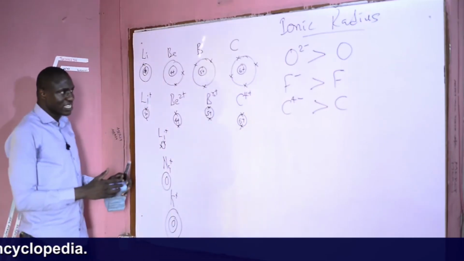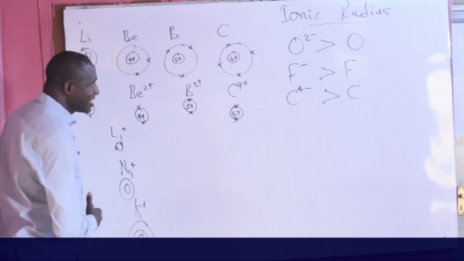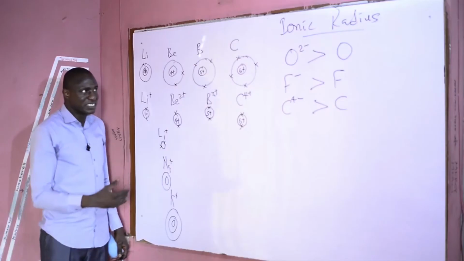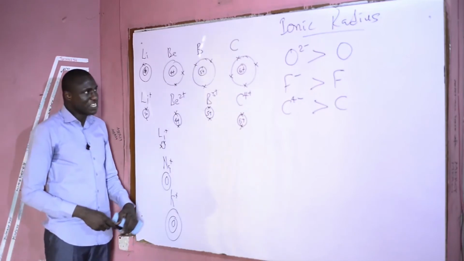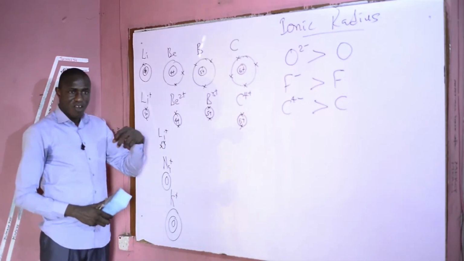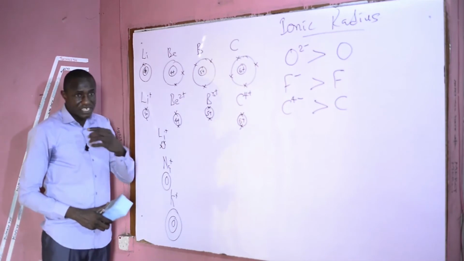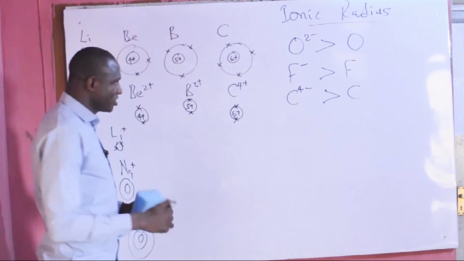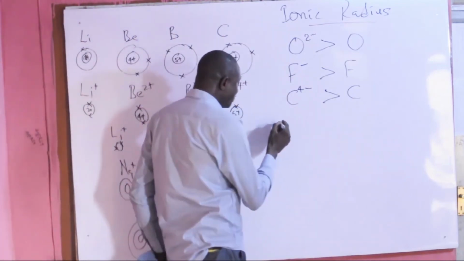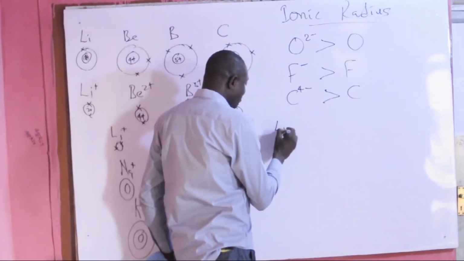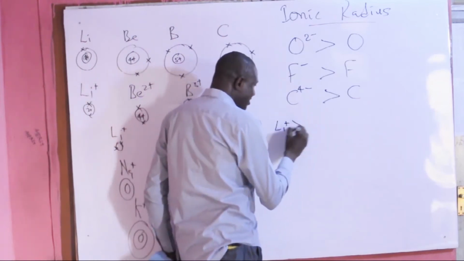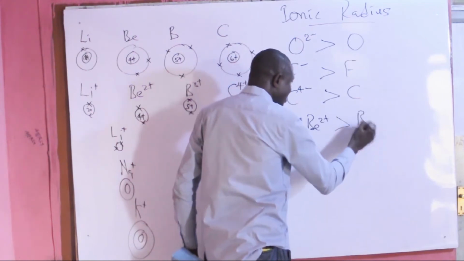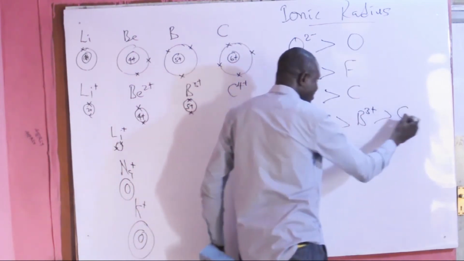Now, another thing is that we notice that ionic radius increases with decrease in atomic number and decreases with increase in atomic number. Meaning the higher the atomic number of isoelectronic ions, the smaller the size. Take for instance, we observe that lithium ion has a bigger size than beryllium ion, which is bigger in size than boron ion, bigger in size than carbon ion.